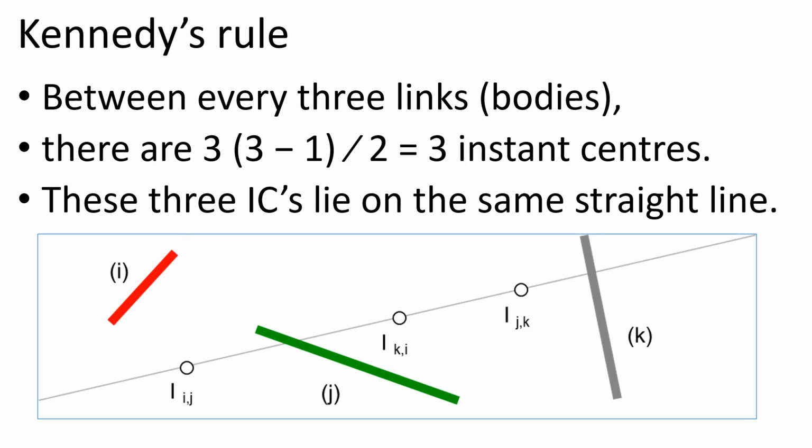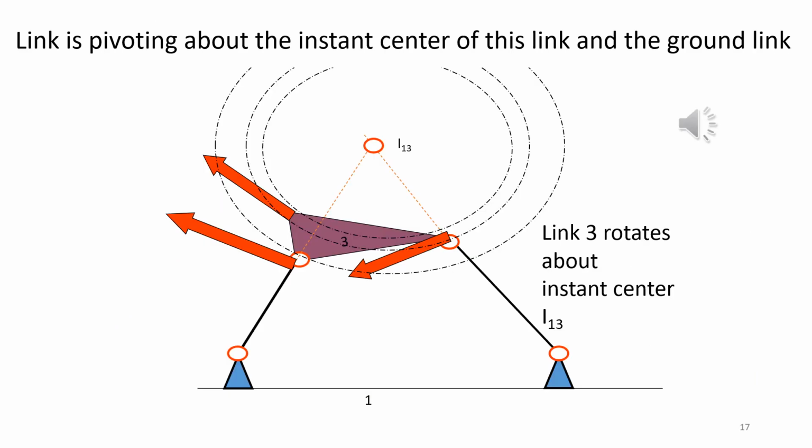Kennedy's rule helps us to locate virtual instant centers between the links. The rule says that between every 3 links or bodies there are 3(3-1)/2, which is equal to 3 instant centers. These 3 instant centers lie on the same straight line as per Kennedy's rule. Link 3, as shown in this figure, has rotational motion around instant center I13.